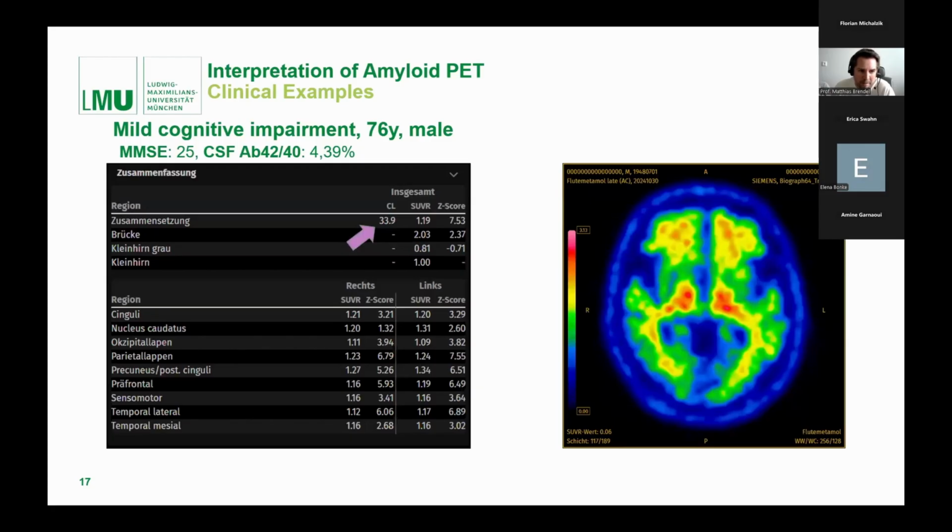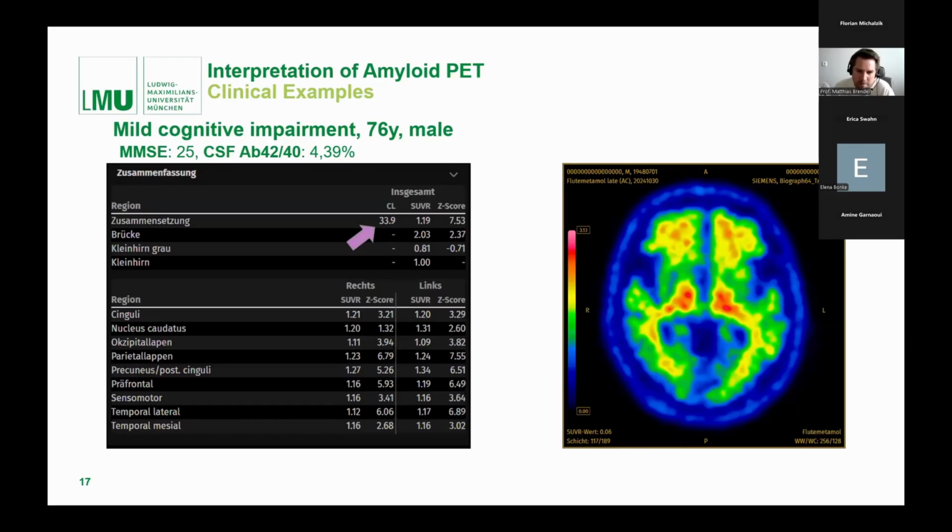And a similar case here, mild cognitive impairment, 76 years old, also already cognitively impaired with an MMSE of 25. And here a ratio that was below the positivity threshold, so clear positive CSF. And the centiloids were at 34. Again, similar picture, you have some indication that there could be amyloid in the frontal lobe in the visual read, but you are not that sure, like the temporal lobe is completely clean.